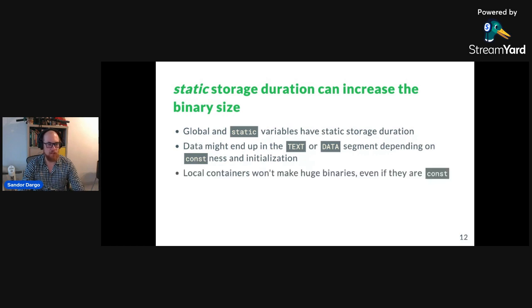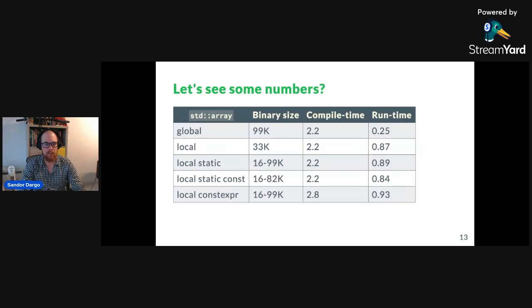Now, if you use some local storage duration, automatic storage duration, you have used some local containers, well, they won't make your binaries huge because things will happen at runtime, even if you manage to make them const. But if they are constexpr and they can be initialized at compile time, they might take up a lot of space. So here again, just sharing some numbers where you can see two numbers in the same field, it means that one was compiled with O3, the smaller one. The bigger one is O0.